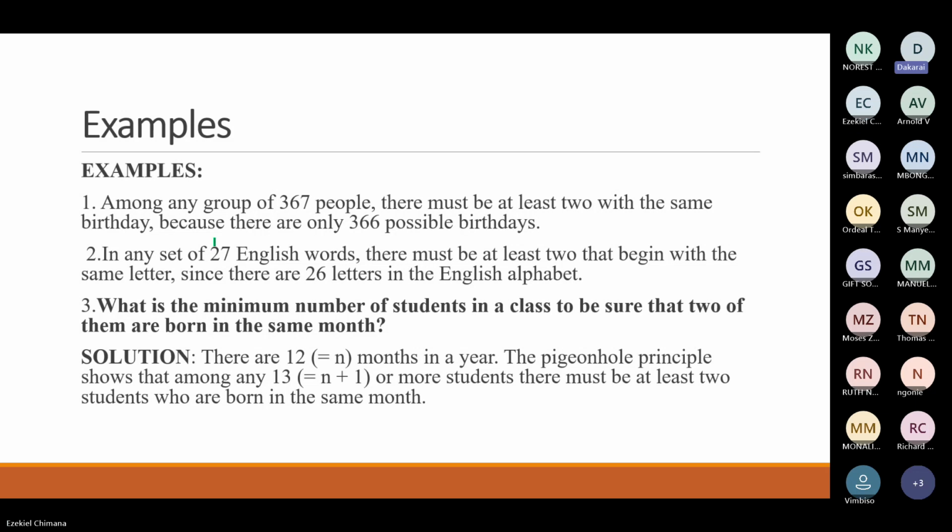Yeah, as for me, I think we should have 13 students, at least 13 students. Why? Anyone can hear me? Yes, I can hear you. Okay.